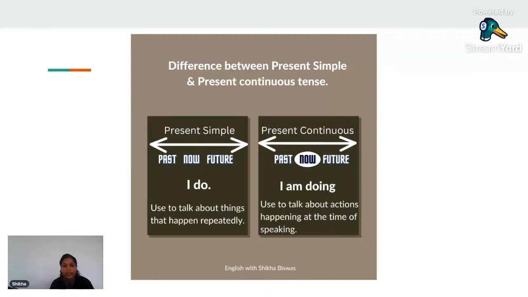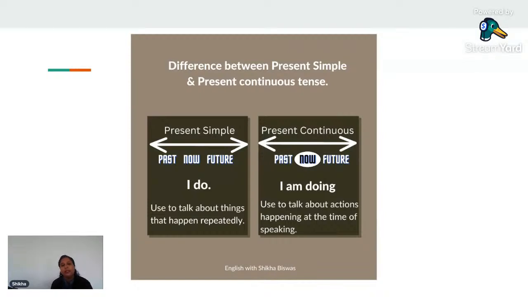So here there is an example like I do my breakfast, I do my work, right? So something which you always do, you do every day, you do regularly, right? So we use simple present tense to talk about things that happen repeatedly.